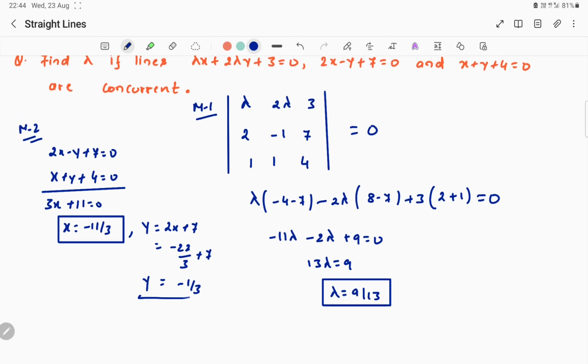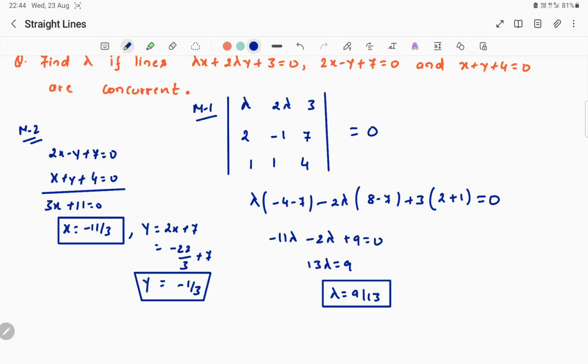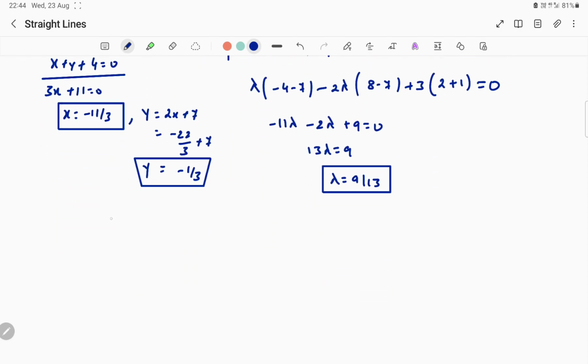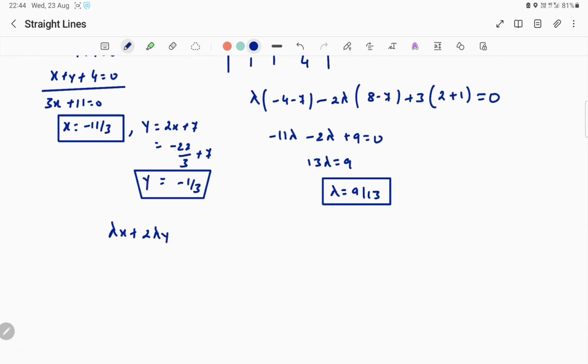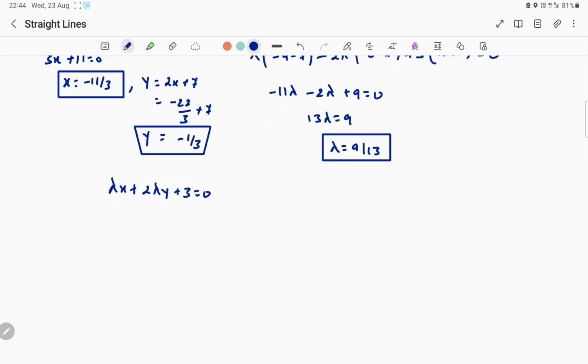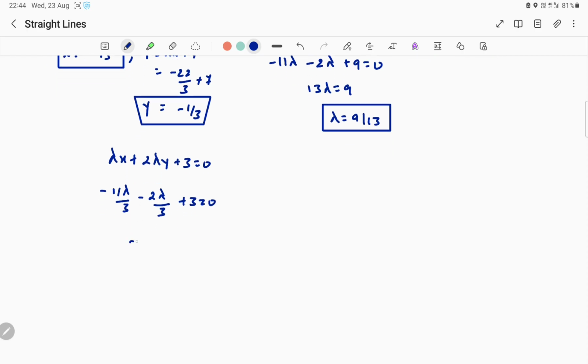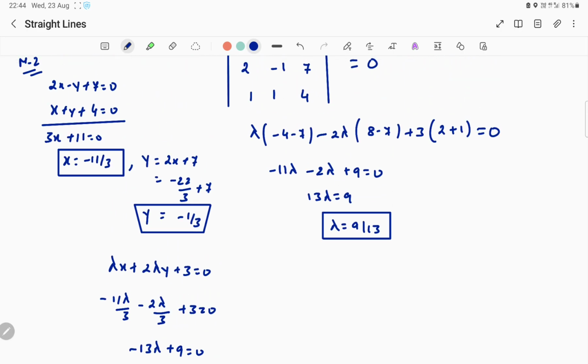Now if these three lines are concurrent, this point should also satisfy the given equation, lambda x plus 2 lambda y plus 3 equal to 0. So quickly do this: lambda times minus 11 by 3, and minus 2 lambda by 3, plus 3 equal to 0. When you simplify, you get minus 13 lambda plus 9 equal to 0. So again lambda is equal to 9 by 13. You can see by both methods we get the same answer, but clearly the first is a little easier on the calculation side.